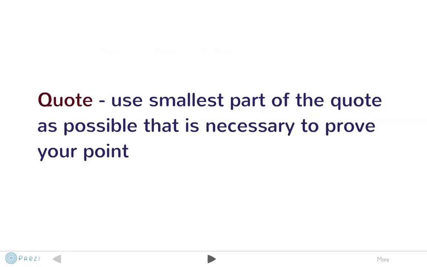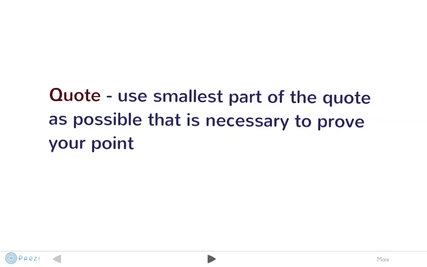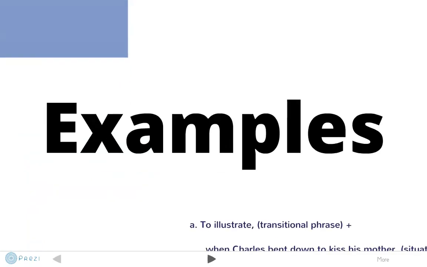Q stands for quote, and you want to be sure to use the smallest part of the quote as possible that's necessary to prove your point. You don't want to make whoever's reading your paper reread the story or reread the article, so really hone in on what's most important. Let's take a look at some examples.